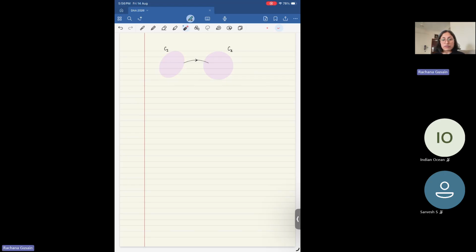The question is, if I take these two components C1 and C2, I look at the finishing time of every node U in C1, and I look at all the nodes V in C2 and their finishing times, and pick the node which has the maximum finishing time. How do these two numbers compare?